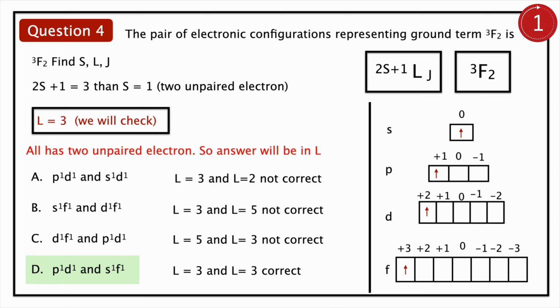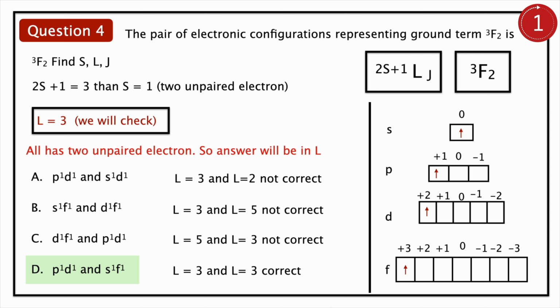F has the higher value, plus 3 will come because 1 electron. D means plus 2. P means plus 1. You can clearly see P1 D1 has a sum of 3. So that could be our answer. So if we eliminate it, A or D will be our answer. So A, S1 D1 is there. S1 D1, L is 2. So it is not correct. So our choice is D.